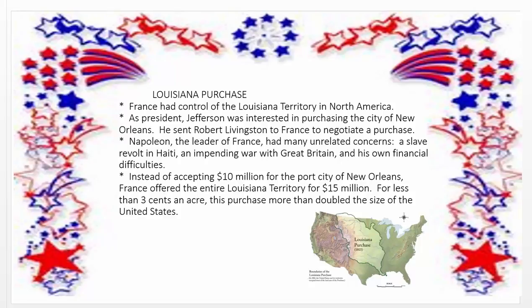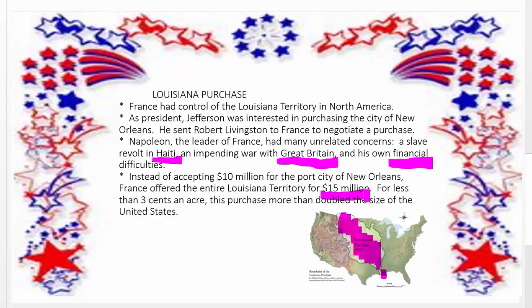But Napoleon is encountering many problems at the time. First of all, you might remember Toussaint Louverture. There was a slave revolt in Haiti. Haiti was a French colony. He's also pretty much sure he's going to have a war with Great Britain. And he's in need of money. So because of all that, Napoleon said, instead of just giving us $10 million for New Orleans, how about we'll give you all of this land for $15 million? And Jefferson accepted the offer.